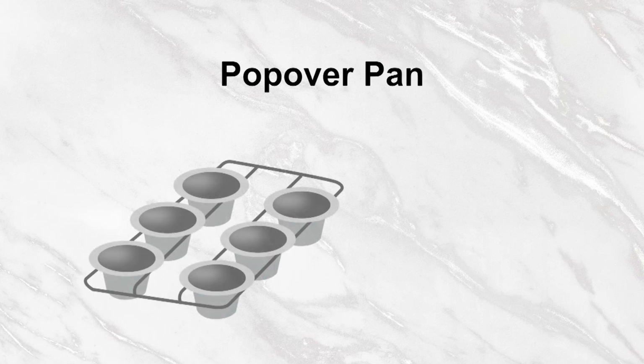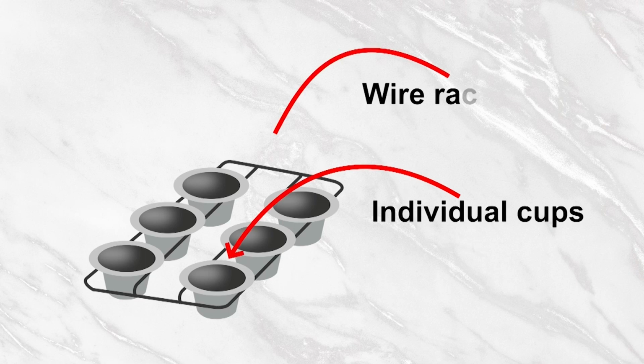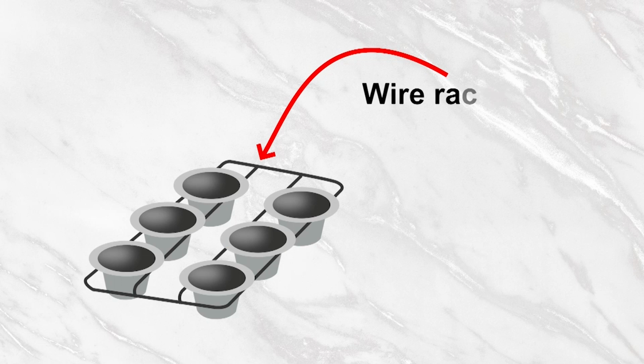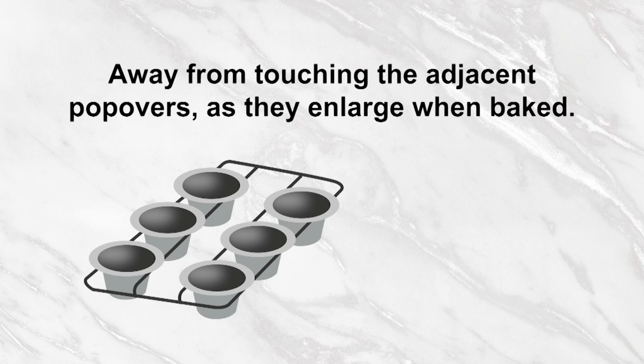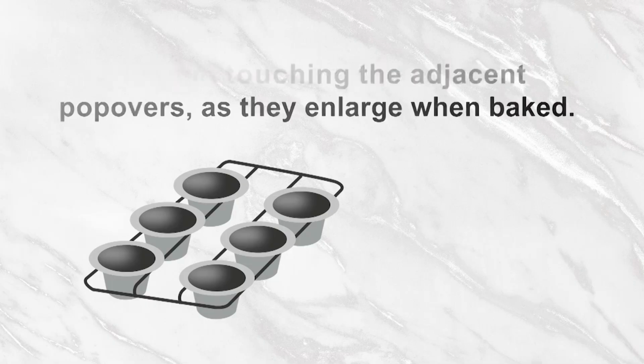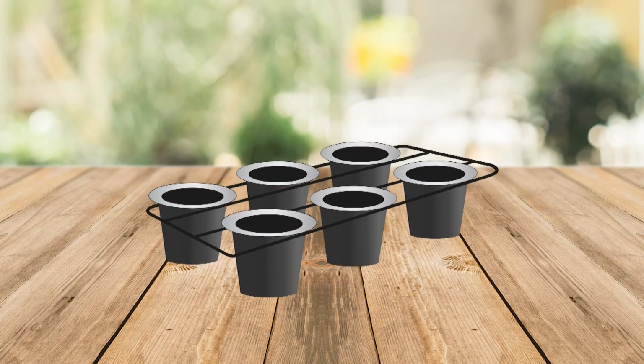Popover pan, a baking pan specifically designed to hold popover batter so the popover as it bakes can rise into a large, airy pastry-like shape. Larger than the traditional muffin tins, the popover pan will typically be made with individual cups joined by wire racks that are constructed to hold the batter and keep the baked contents away from touching the adjacent popovers as they enlarge when baked. The cup expands outwards from the base as it moves up to the top of each cup where the lip is formed.